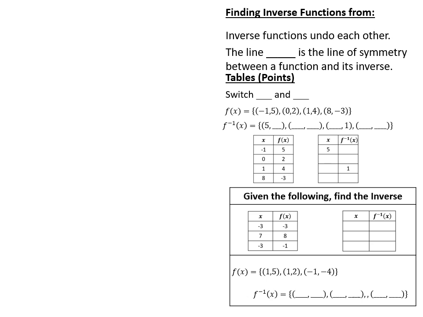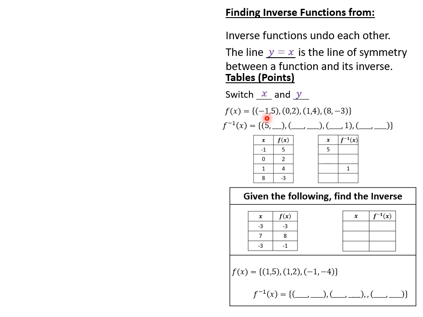So we're going to look at finding inverse functions, and inverse functions, like an inverse operation, undo each other. The line y equals x is the line of symmetry between a function and its inverse. If you've got a table or a set of points, to find the inverse, you switch the x and the y.